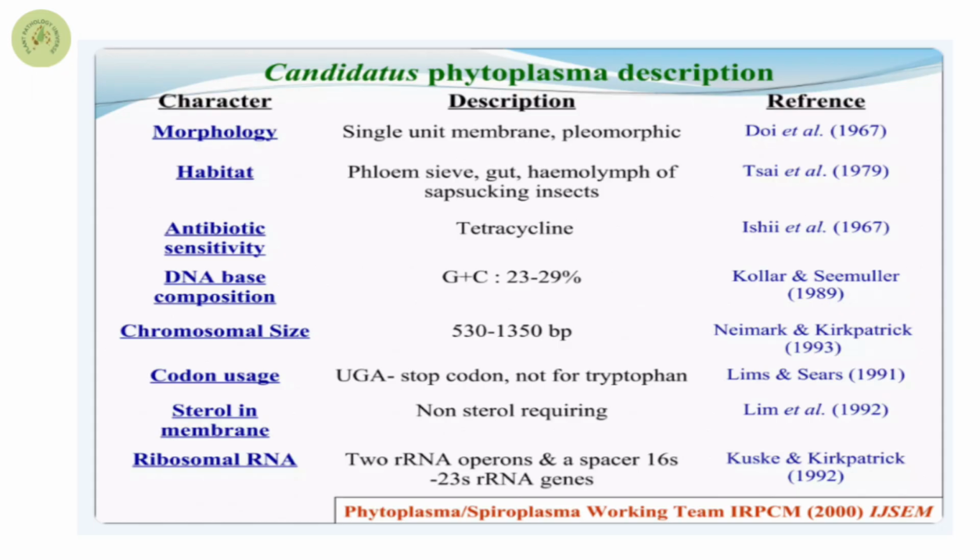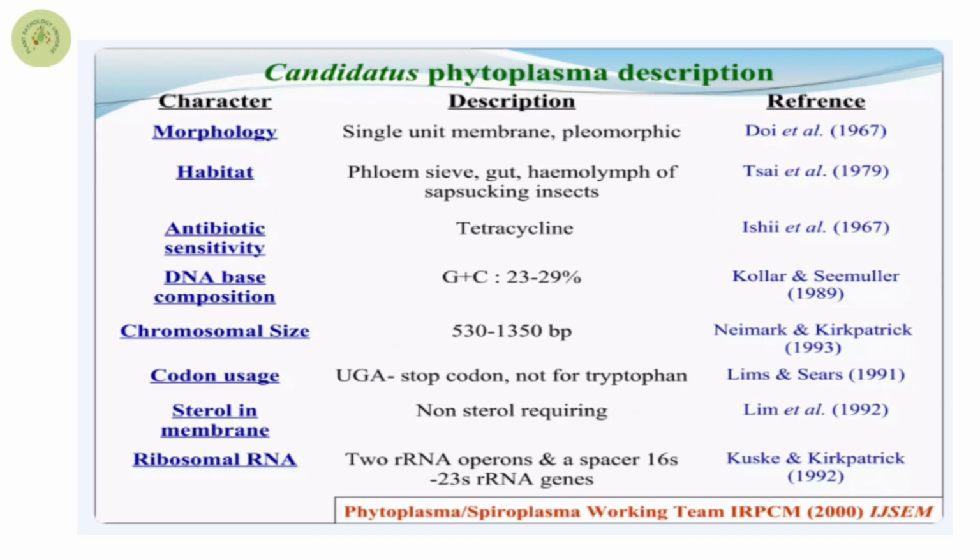Okay, now if we have to look at the characters of Candidatus phytoplasma, as you have understood what the characters of phytoplasma are, now how you can write them. So first we will be talking about its morphology. As I already discussed, they do not have a cell wall, they have only a single unit membrane, and they are pleomorphic, meaning they do not have a definite shape. Second is habitat. So they generally multiply in the gut or the hemolymph of insects, and that particular insect is the leafhopper, right? Then antibiotic sensitivity.